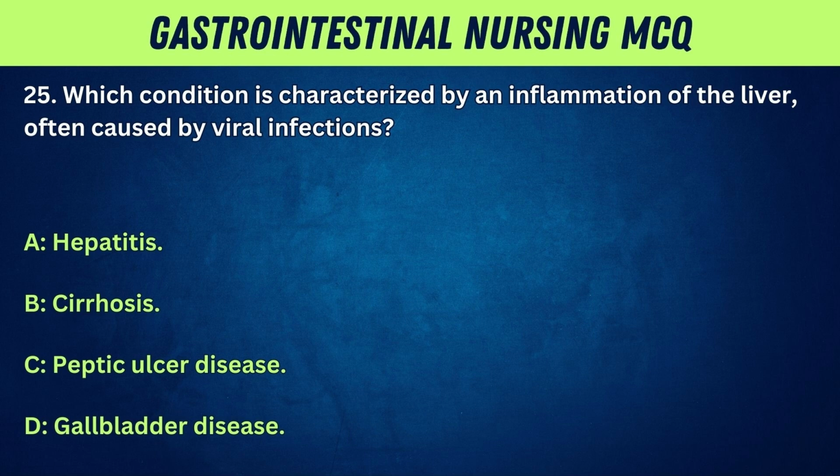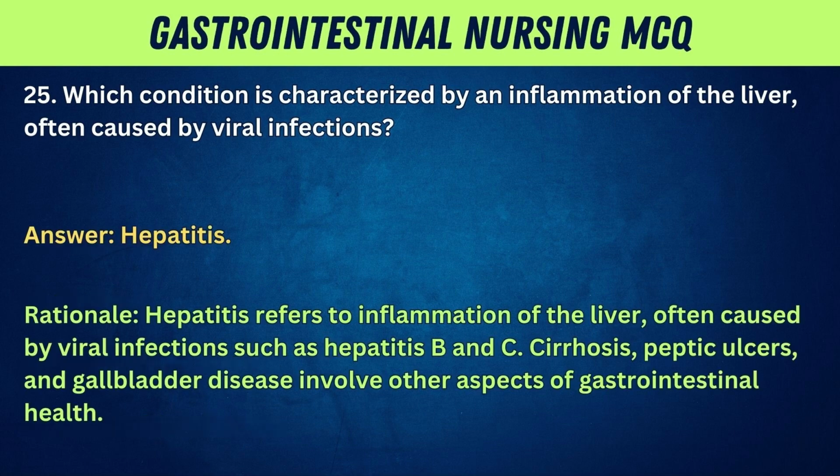25. Which condition is characterized by an inflammation of the liver, often caused by viral infections? A. Hepatitis. B. Cirrhosis. C. Peptic ulcer disease. D. Gallbladder disease. Answer: hepatitis. Rationale: hepatitis refers to inflammation of the liver, often caused by viral infections such as hepatitis B and C. Cirrhosis, peptic ulcers, and gallbladder disease involve other aspects of gastrointestinal health.